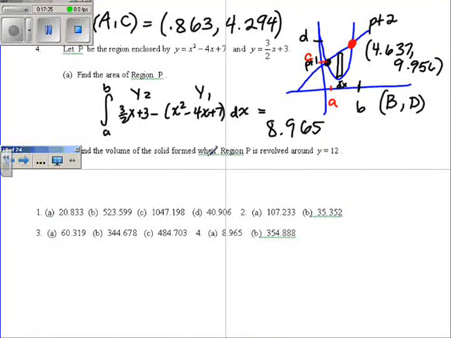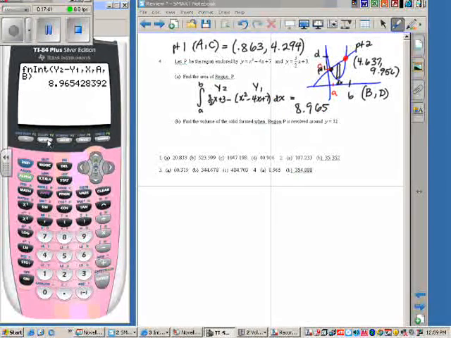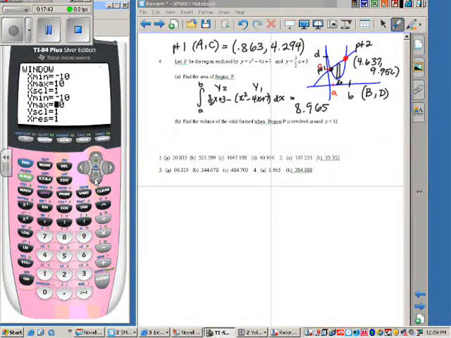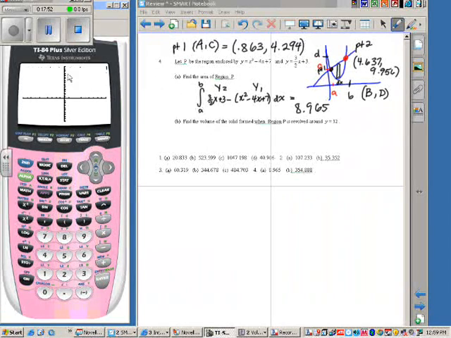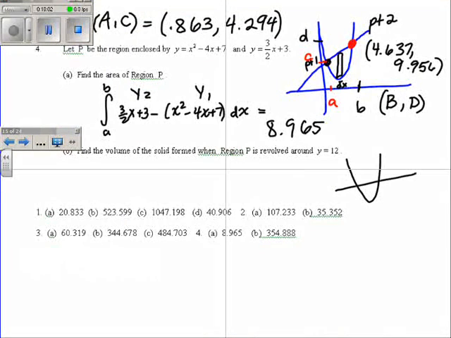Find the volume of the solid formed when region R is rotated around the line y equals 12. Okay, so I want to change my window just so I can get up to 12. I'll change this to 14 just so I can kind of see. And I'll put y equals 12. You don't have to do this, but just so you can kind of see what's going on. y equals 12 is going to be above this intersection point, which is important to know. Okay, so basically we're taking this region, we're rotating it around this line up here.